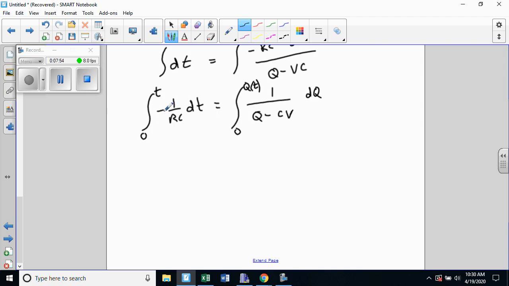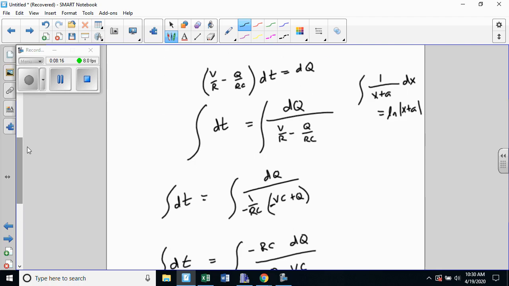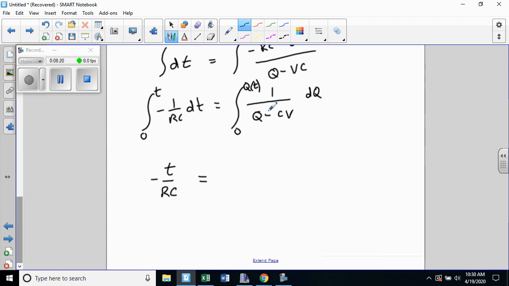So the integral on the left is pretty simple. Minus 1 over RC is a constant. Integral dt evaluated from 0 to t is just t. So I have here minus t over RC. That guy's not bad at all. But again, for this guy you'd have to do a substitution to get this integral, but I know from my small integral table that the integral of 1 over x plus a is the natural log of the absolute value. So here I'm going to say natural log of the absolute value of Q minus CV.